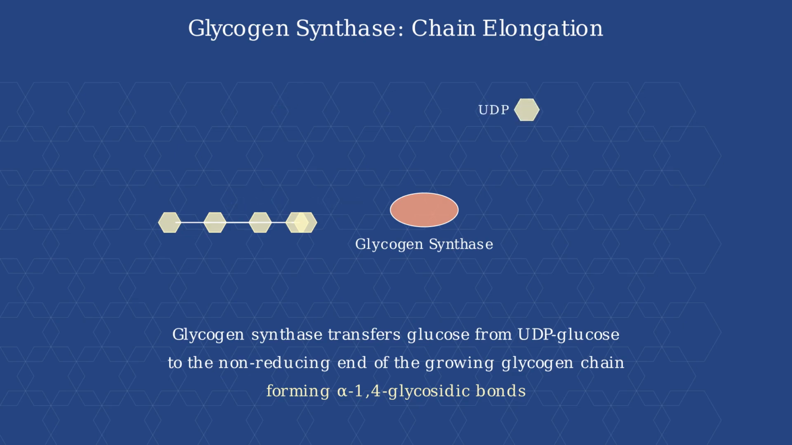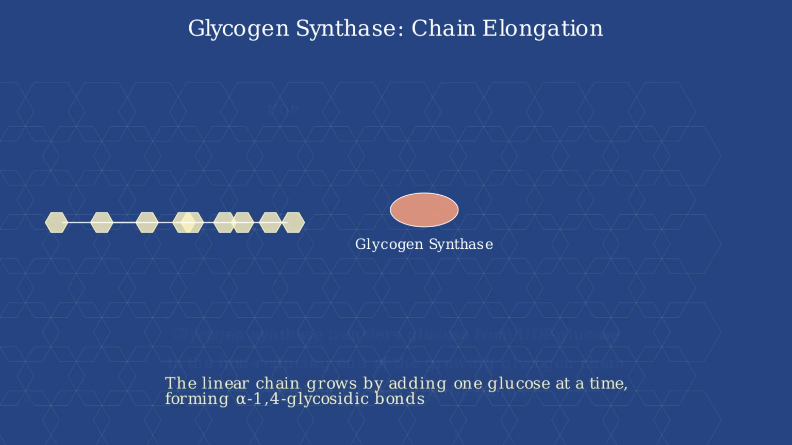This process continues one glucose at a time, creating a linear chain through alpha-1,4 glycosidic bonds. Glycogen synthase continues this process, extending the chain with each new glucose molecule. This linear extension creates the backbone of the glycogen molecule, which can later be branched by a different enzyme.